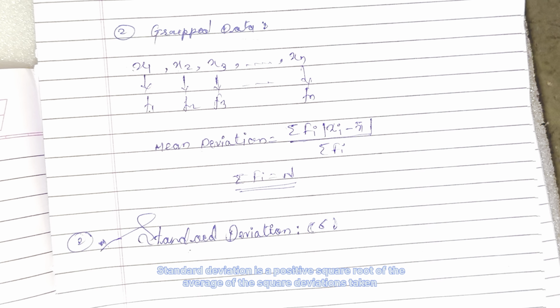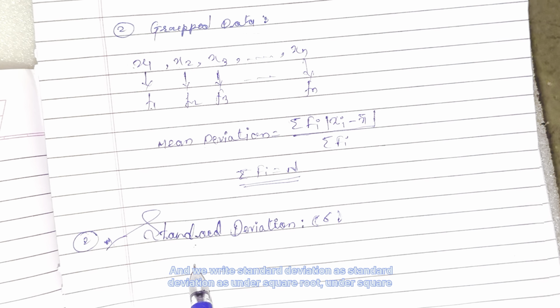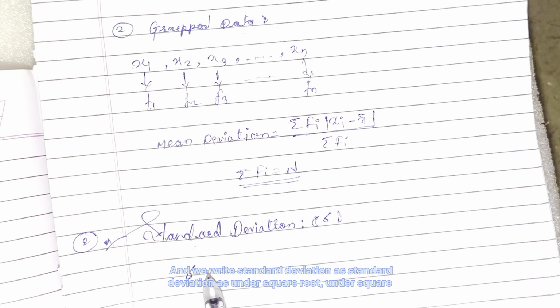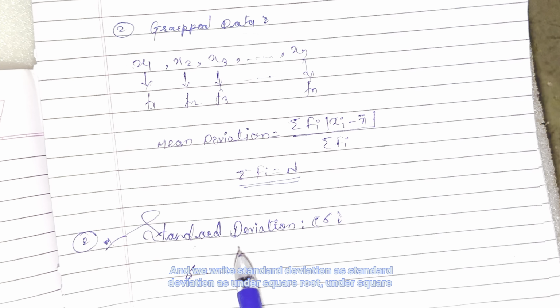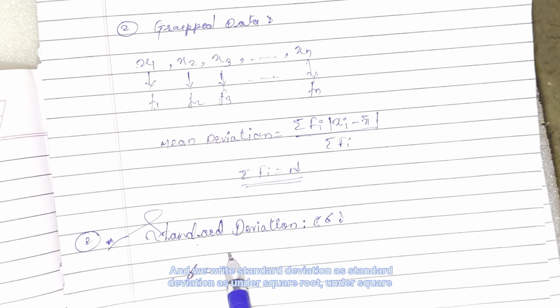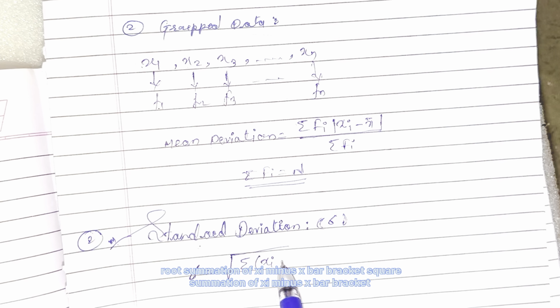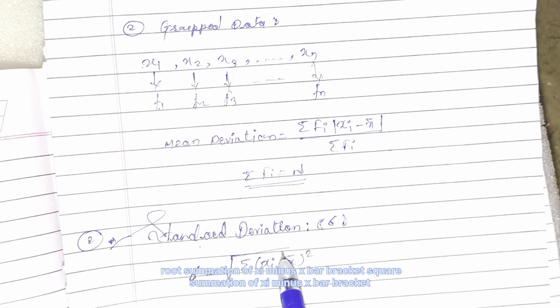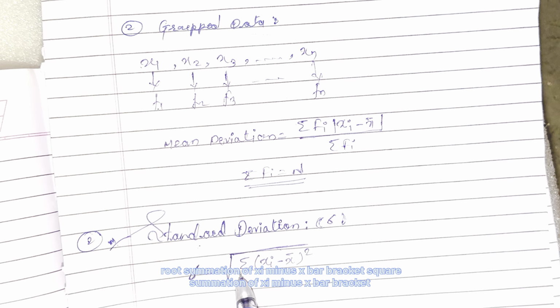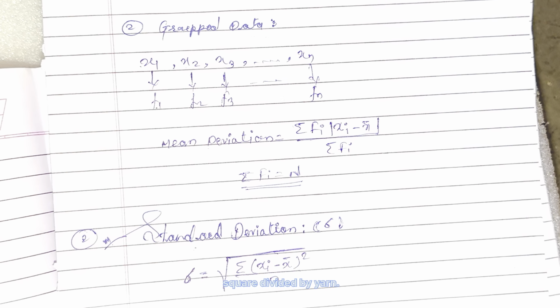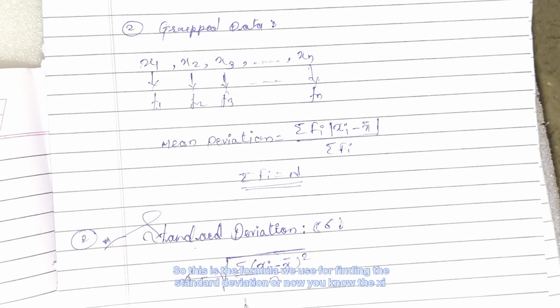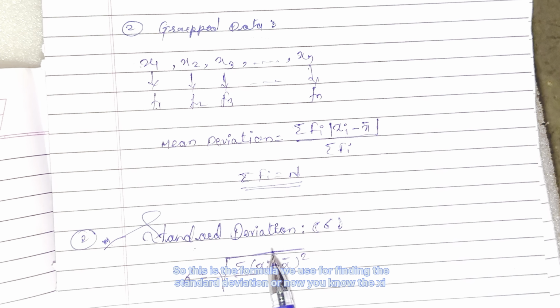Standard deviation is the positive square root of the average of the squared deviations taken from the arithmetic mean. We write standard deviation as the square root of the summation of (xi minus x bar) squared, divided by n. This is the formula we use for finding the standard deviation.